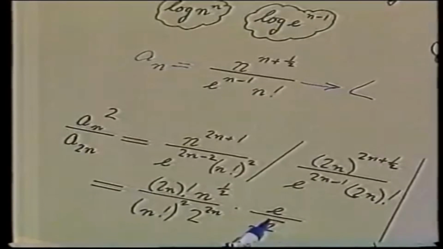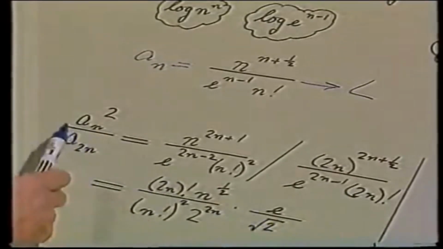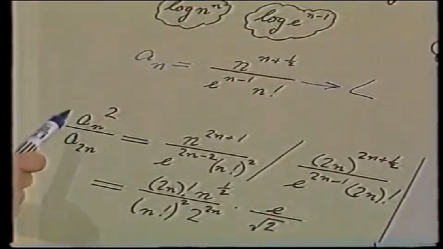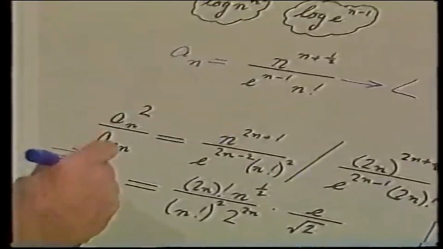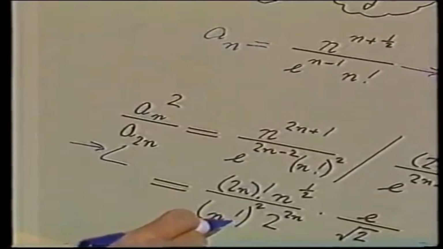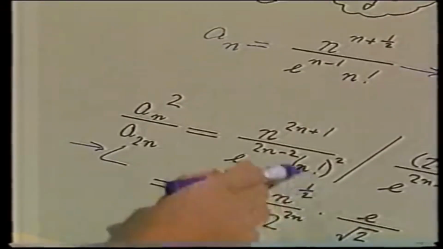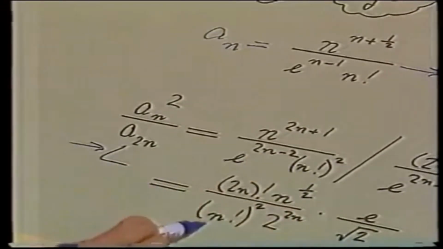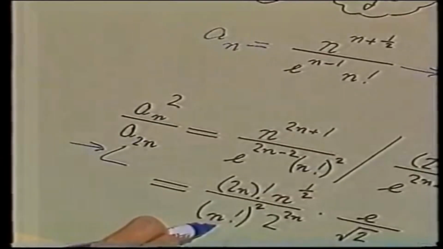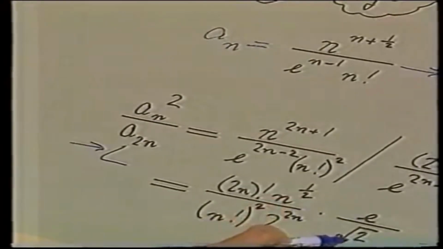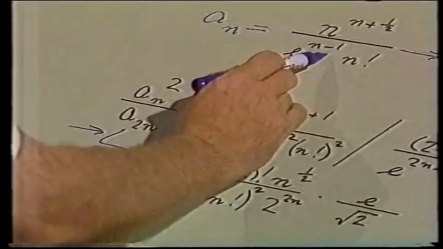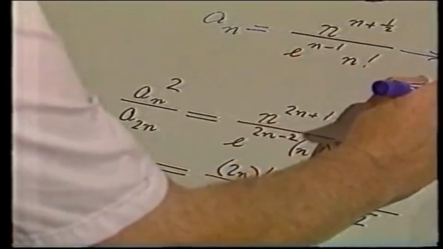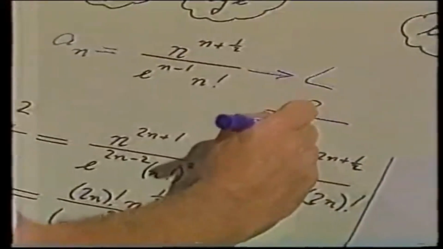So now let's take the limit of both sides. The left-hand side tends to L squared over L, and that's just L. On the right, Wallis's formula tells me that this first bit tends to 1 over root pi. So I get e over root 2 pi for L. So this ratio also tends to e over root 2 pi.